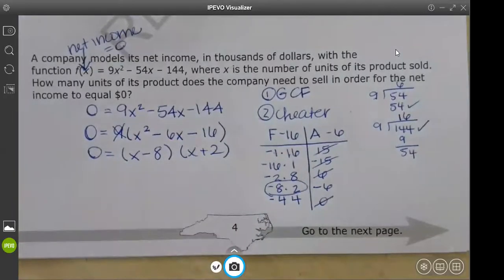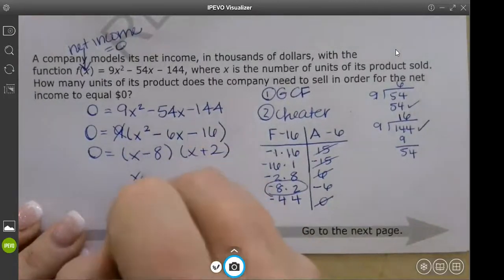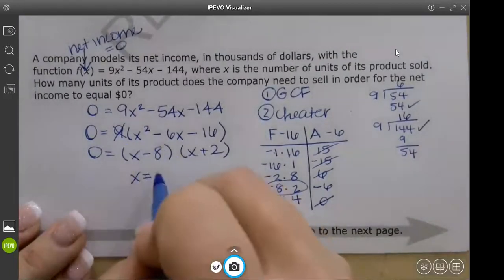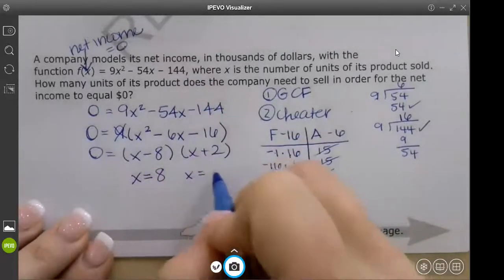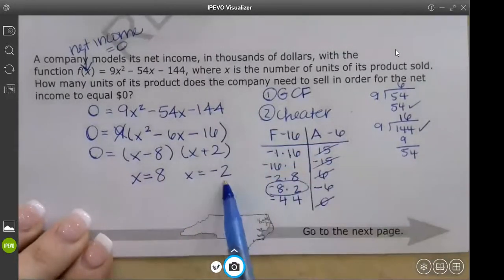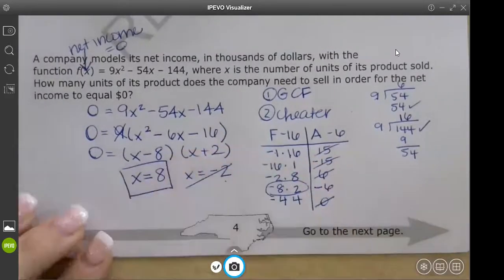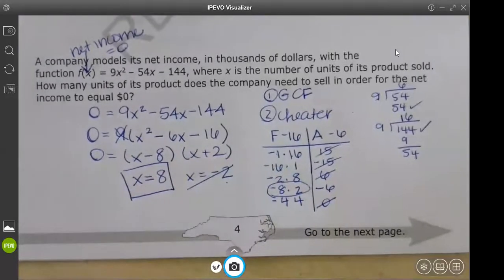And then think back to the very first question we did. What are your answers to this? If I have an x minus 8, what is my actual answer? Not minus 8, but positive 8. Not positive 2, but negative 2. So my answer is 8. Again, we'll come back to number 5. Guys, you need to learn to factor or review factoring.